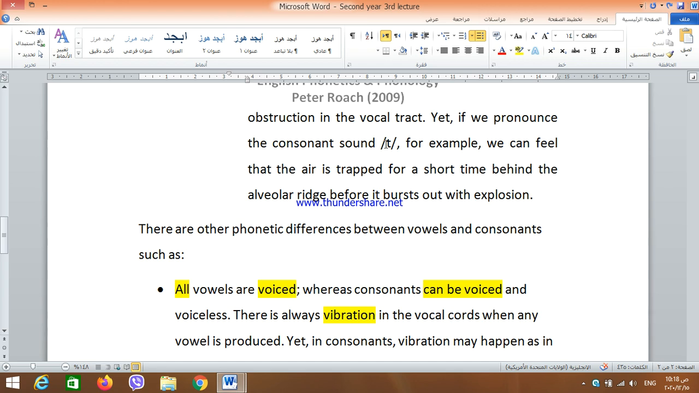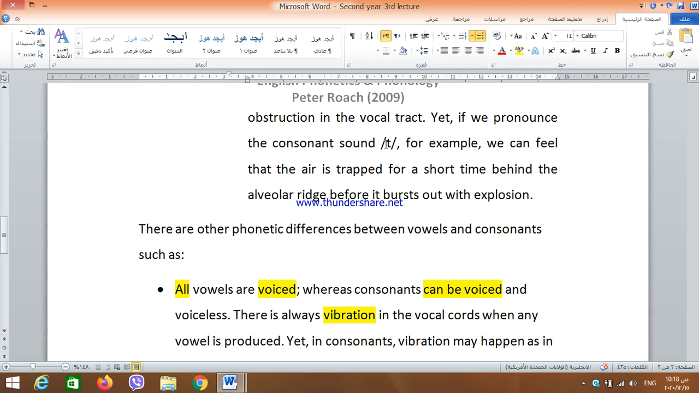Yet if we take the T sound as an example of a consonant, we can clearly feel as well that there is the greatest degree of obstruction we have in the pronunciation of T, because the tip of the tongue is raised to be in contact with the alveolar ridge, and this contact is complete, which means that the air does not have any chance to go out unless the tip of the tongue is lowered and the air is exploded out of the mouth.